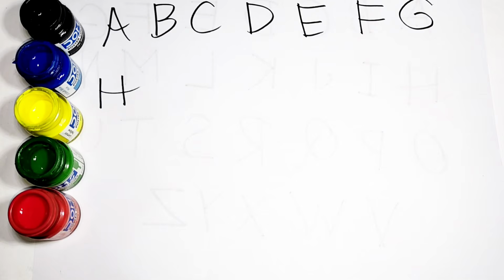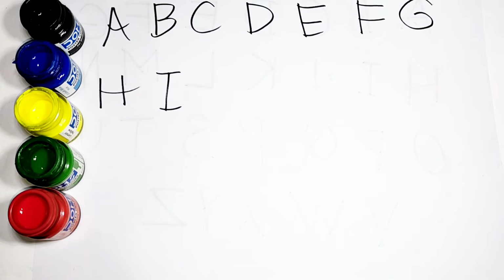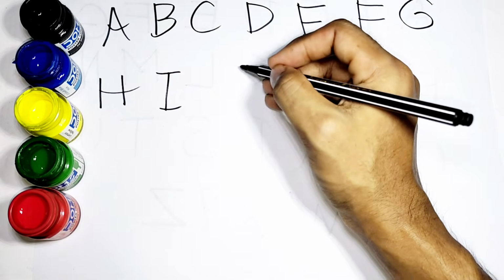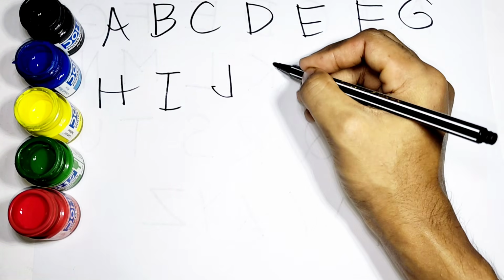H for hand. Kids, now we draw I. I for ice, I for ice cream. The next one is J. J for jackfruit. Now we draw the alphabet of K.